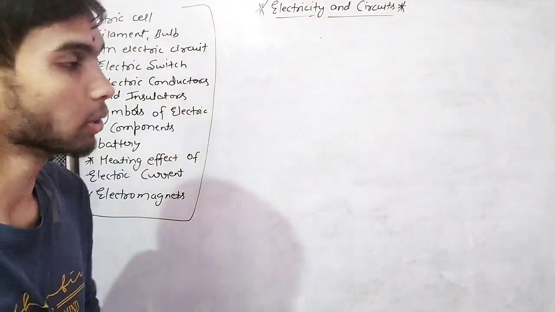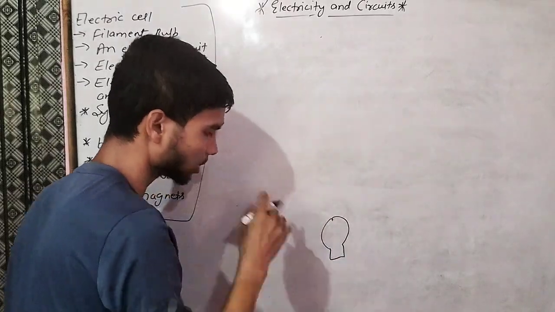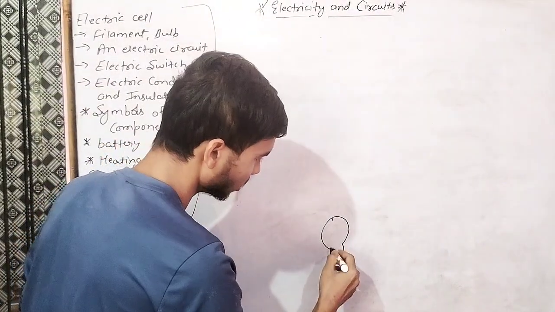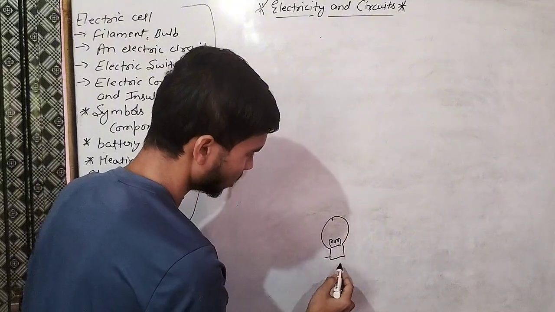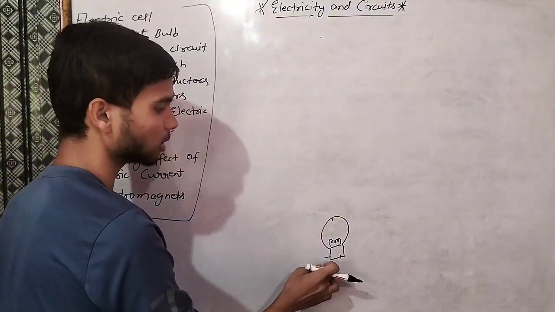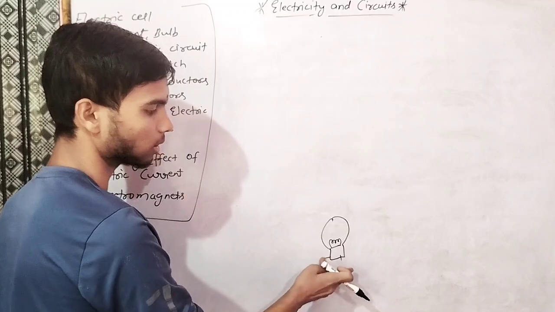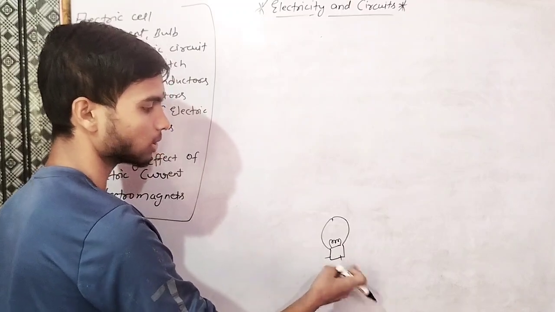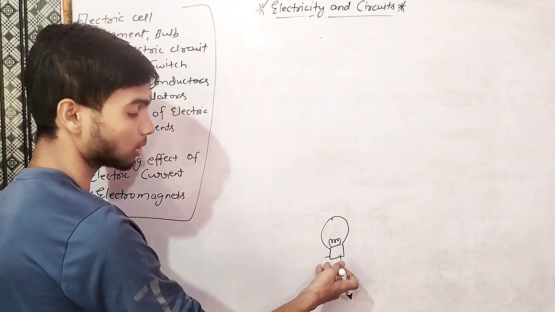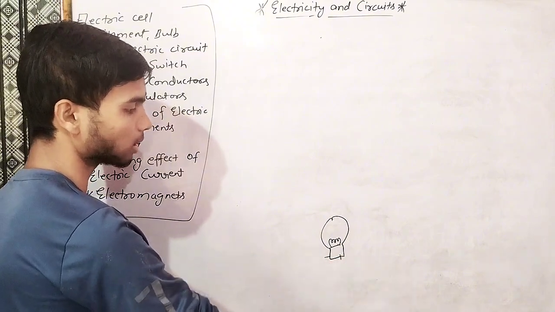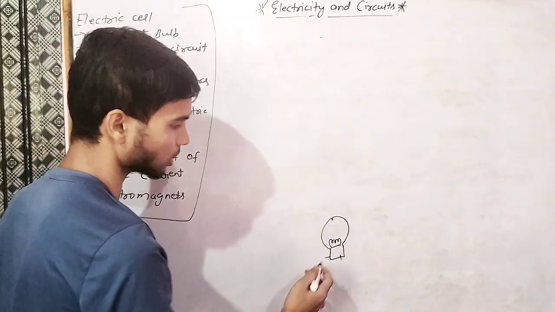Did you know? This is a bulb. This bulb has two terminals. One side is the positive terminal, the second side is the negative terminal. These terminals are connected with wire to connect with an electric device.